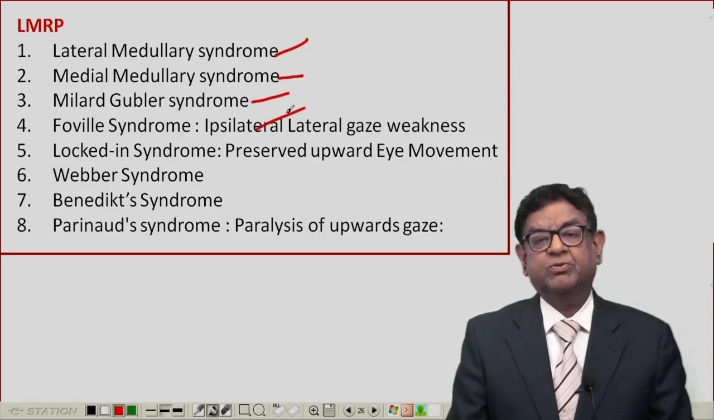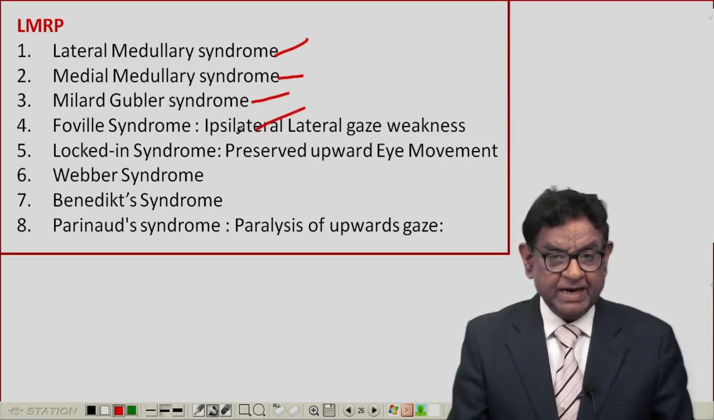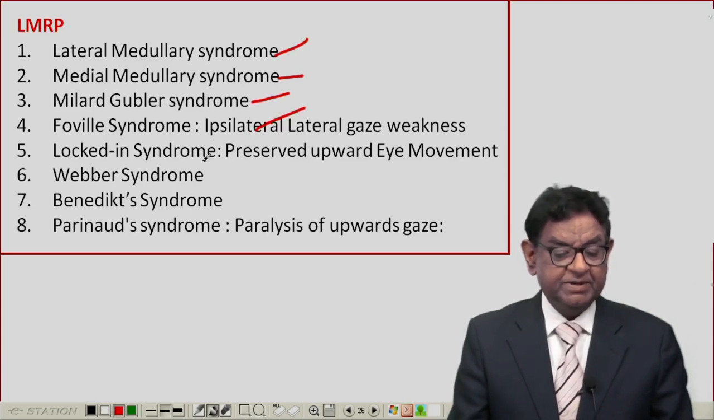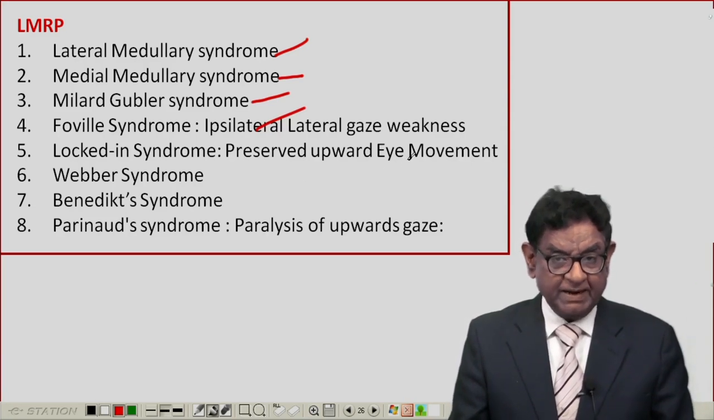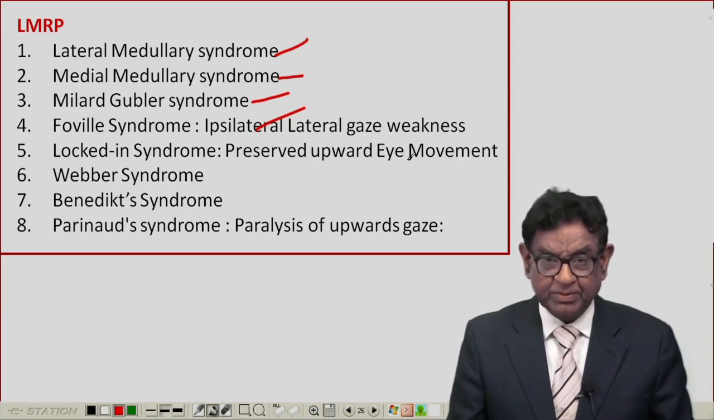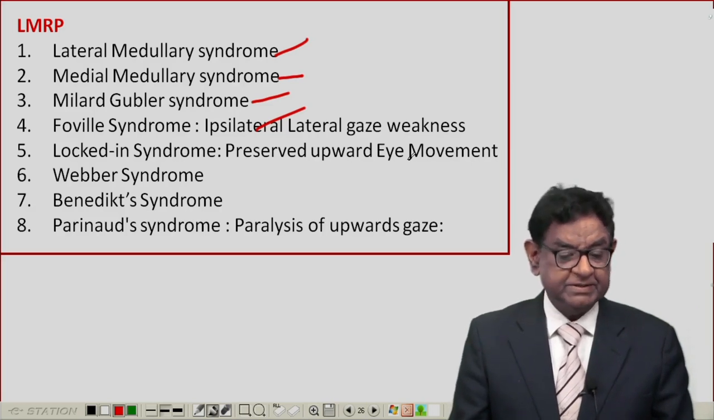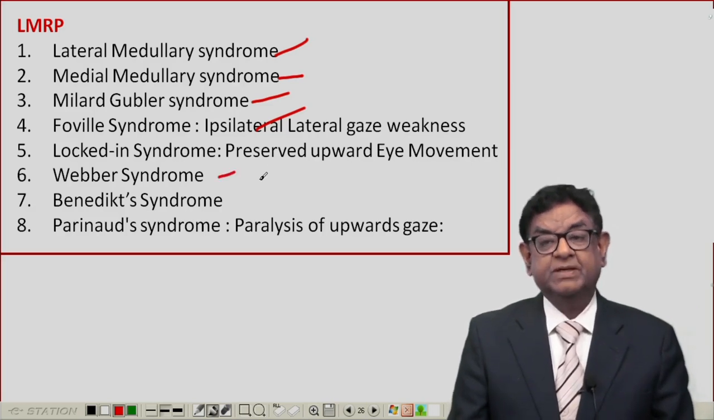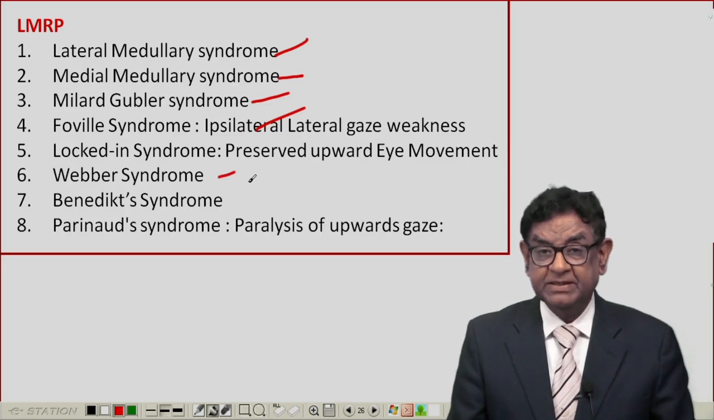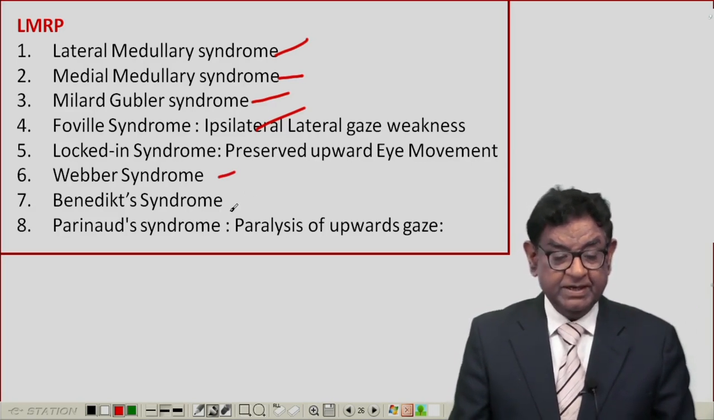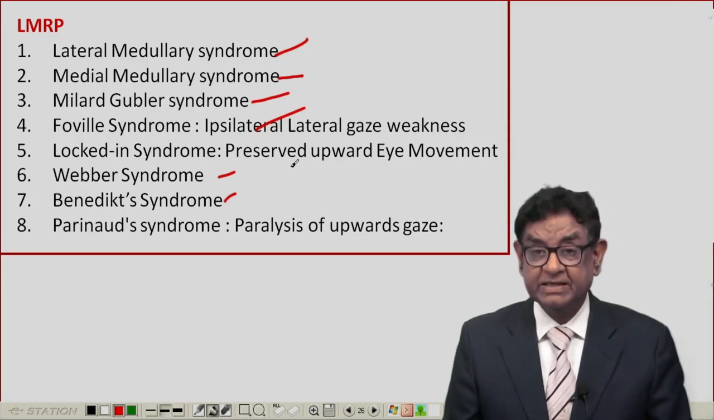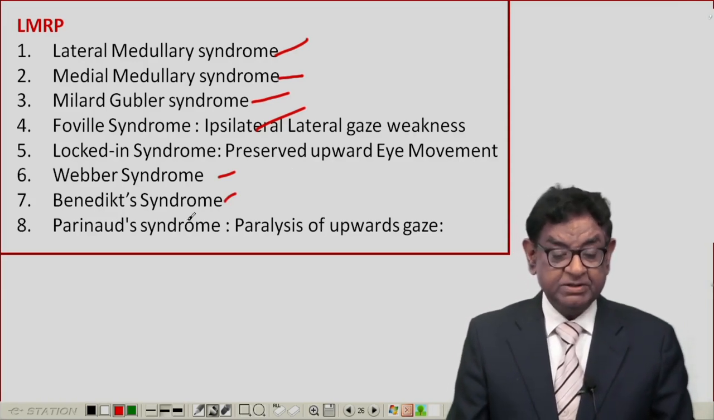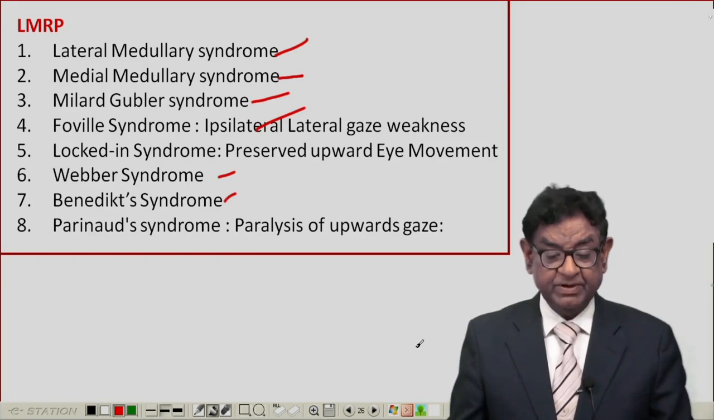In Foville syndrome, Millard-Gubler syndrome and lateral gaze palsy will be there. In locked-in syndrome, upward movement will be hampered, but horizontal movements are totally gone with quadriparesis. In Weber syndrome, third nerve palsy with contralateral hemiplegia. In Benedict syndrome, third nerve palsy with contralateral cerebellar features. In Parinaud syndrome, paralysis of upward gaze will be there.